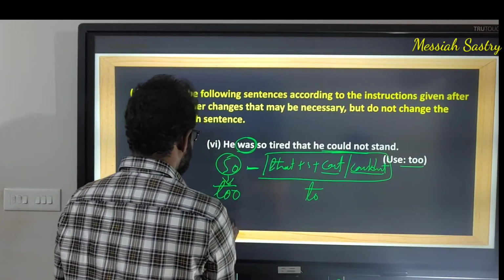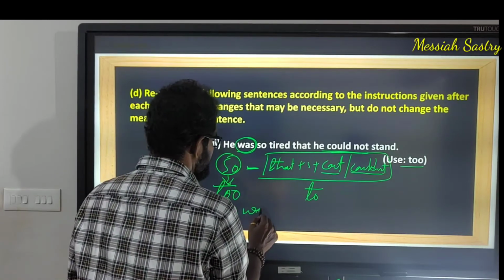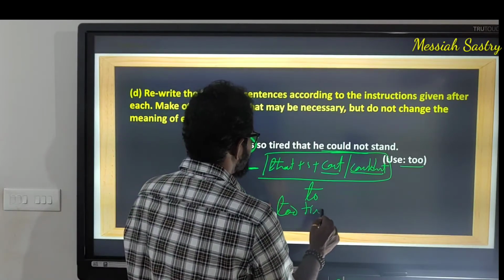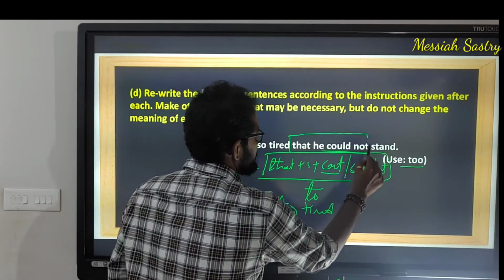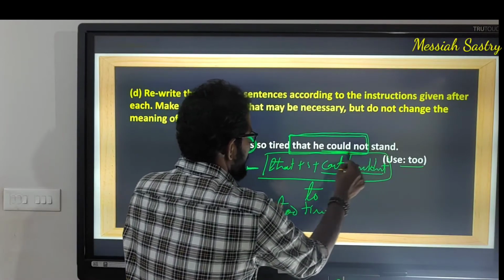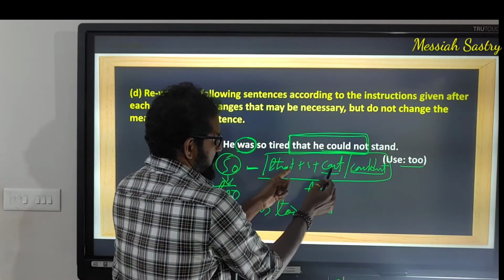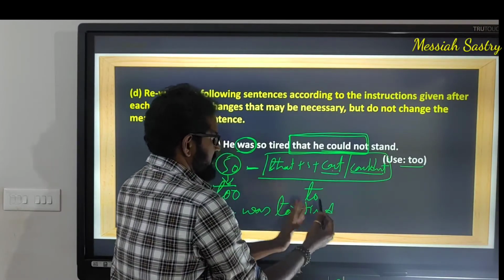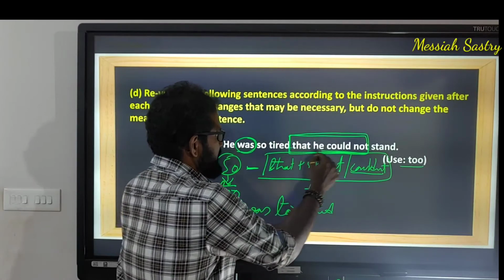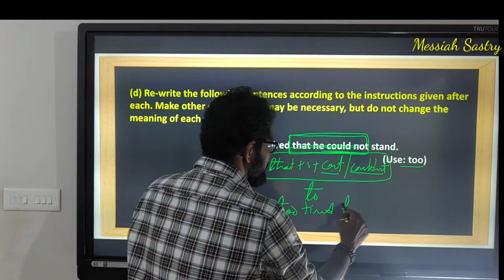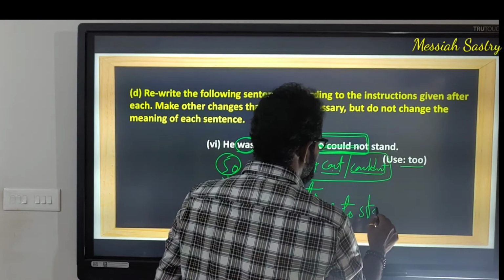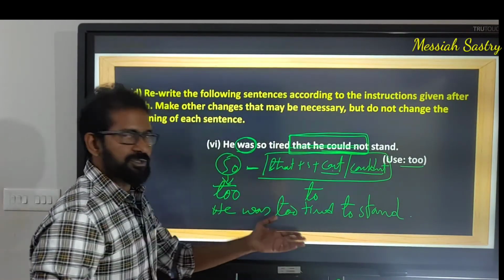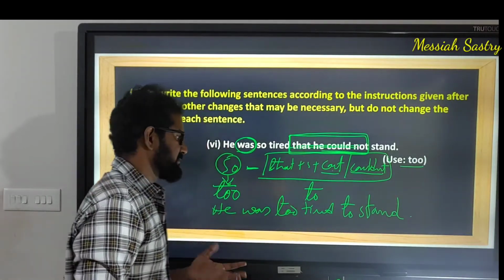Now write the answer. He was too tired. So you remove am tired, not necessary. In place of that plus subject plus cannot or could not, whatever it is, present tense cannot, past could not, remove it. In place of that, simply write to. Remove this entire part and write to. Remain: stand. He was too tired to stand. That's the answer.